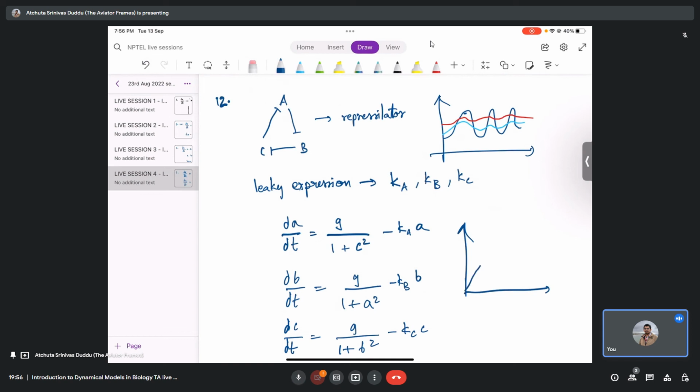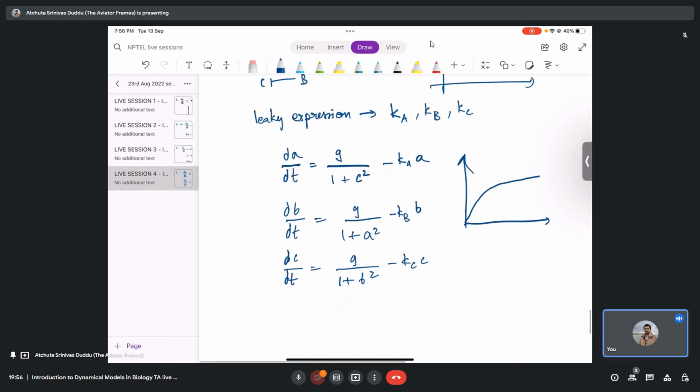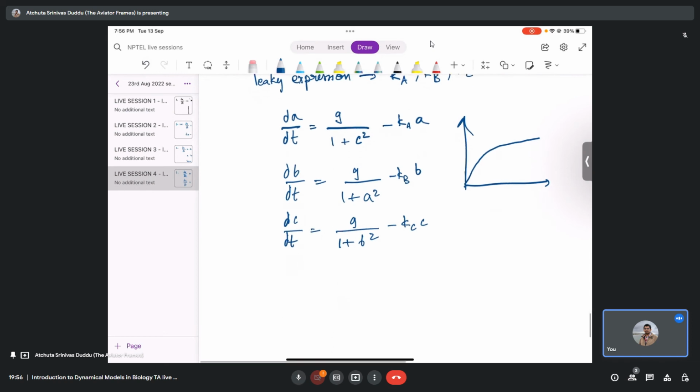So as it increases, it dies down very quickly, so that it doesn't have time to get affected by the other nodes in the continuing oscillator cycle. So increasing leaky expression kind of dies down the oscillations.